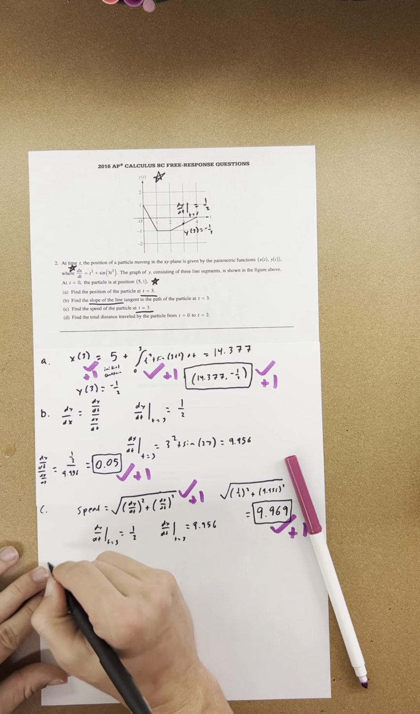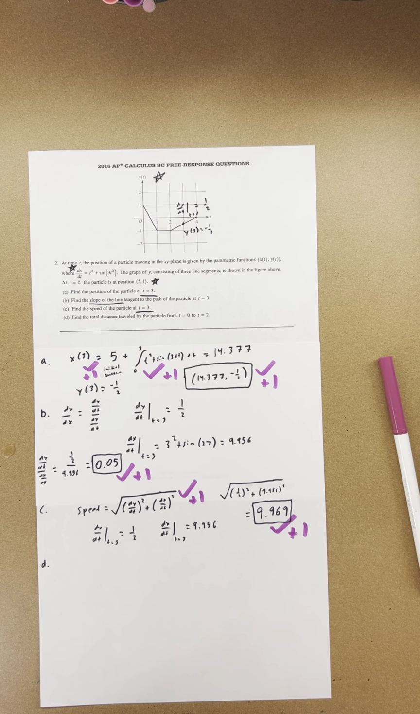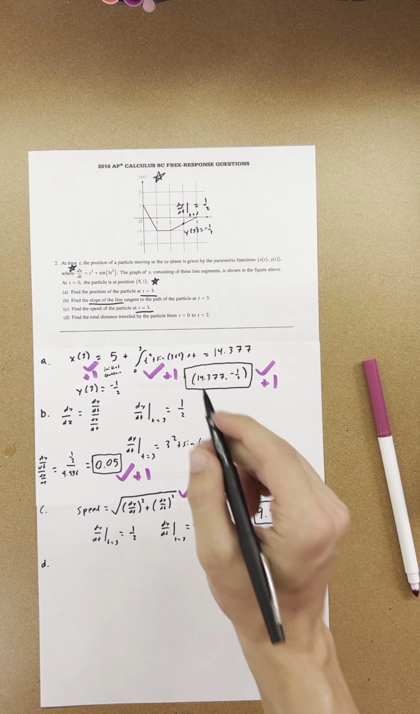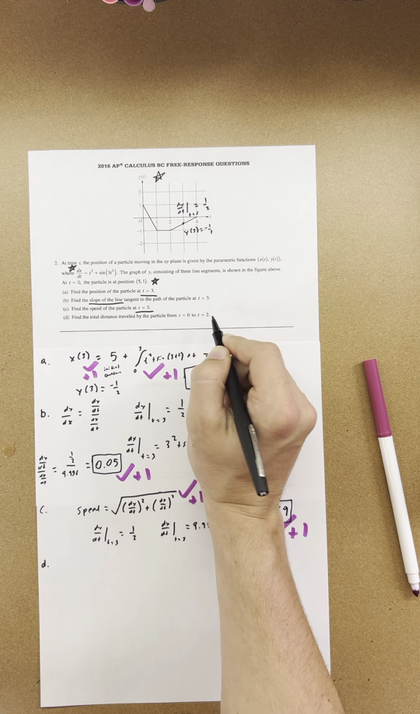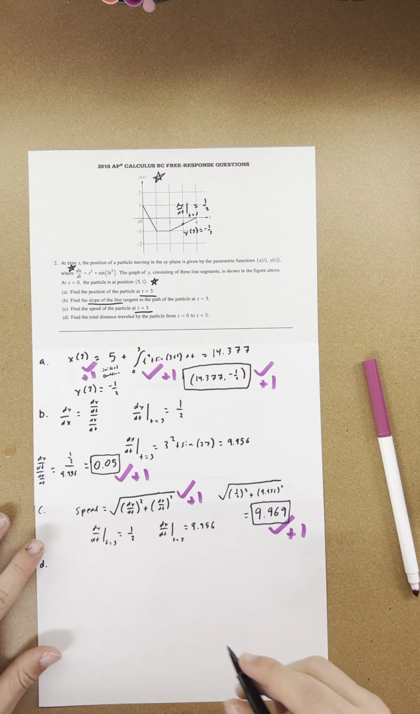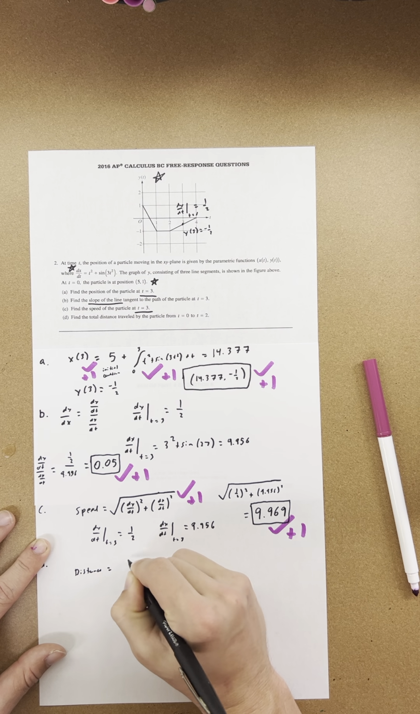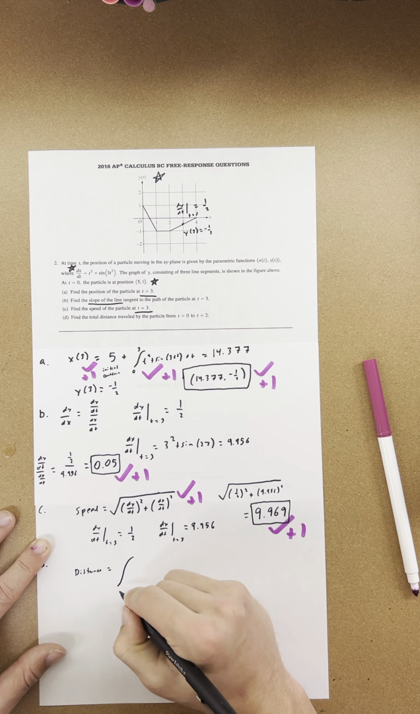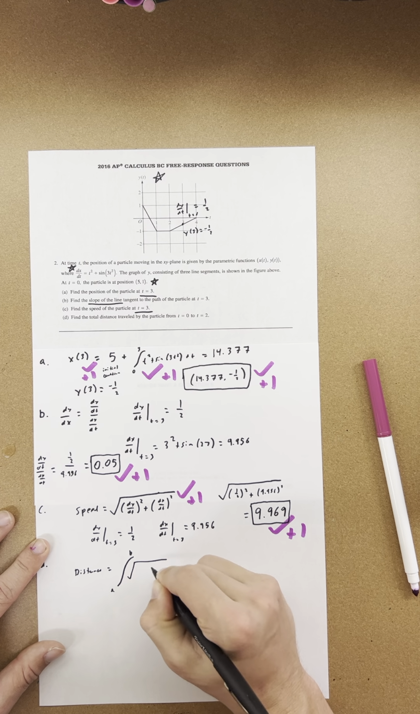Last but not least, D. D is most definitely the hardest question out of this bunch because you have to recognize that we're finding the total distance traveled by the particle from t equals 0 to t equals 2. So we know that distance is given by the integral of the speed function on whatever bounds you're using.